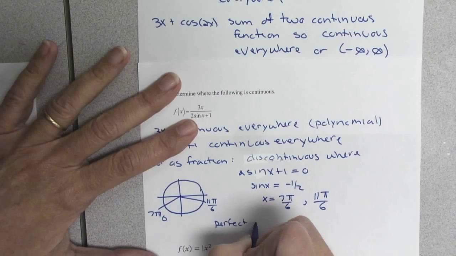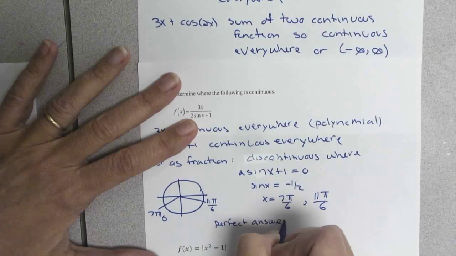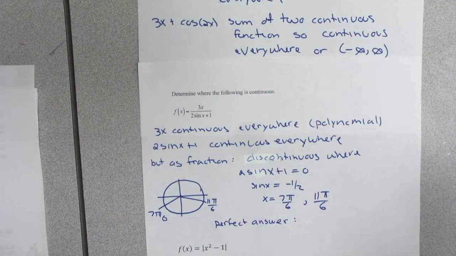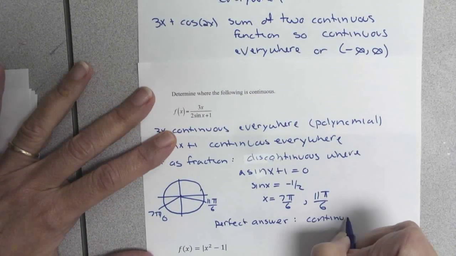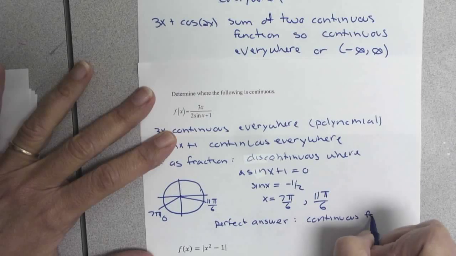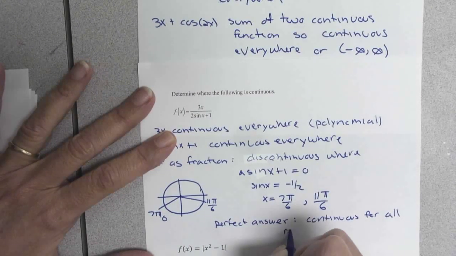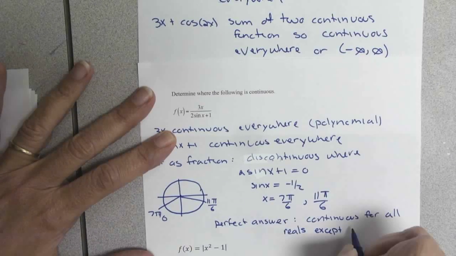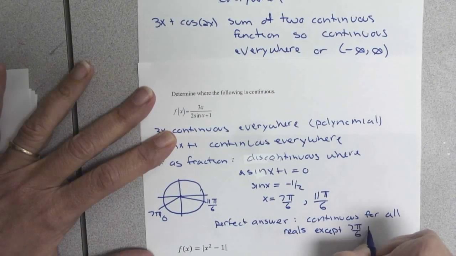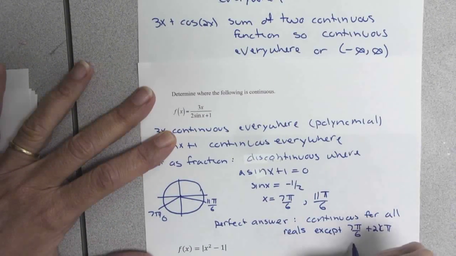Perfect answer would be, if I'm going to answer the continuity question, continuous for all reals except 7 pi over 6 plus 2k pi and 11 pi over 6 plus 2k pi.